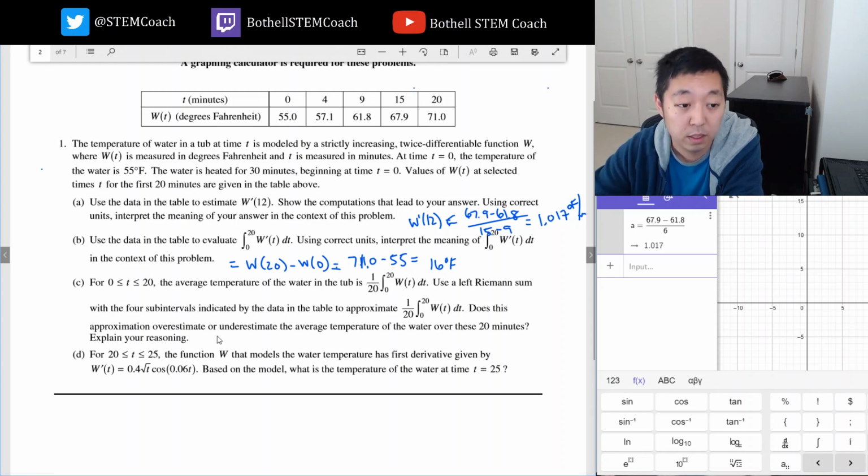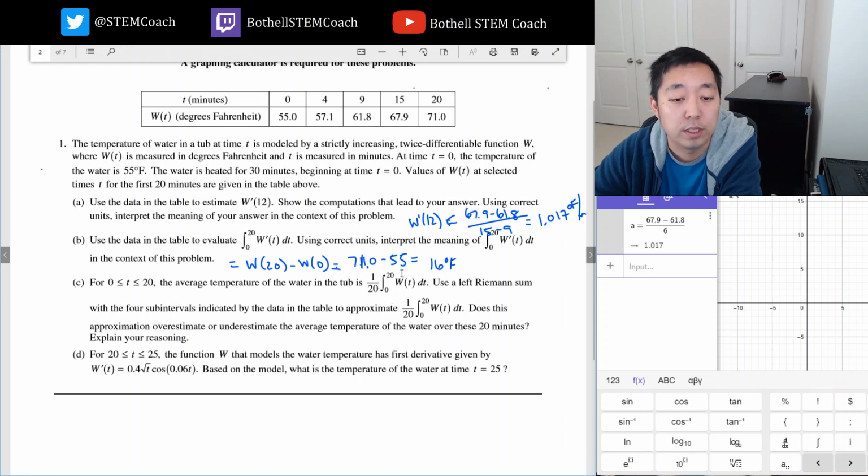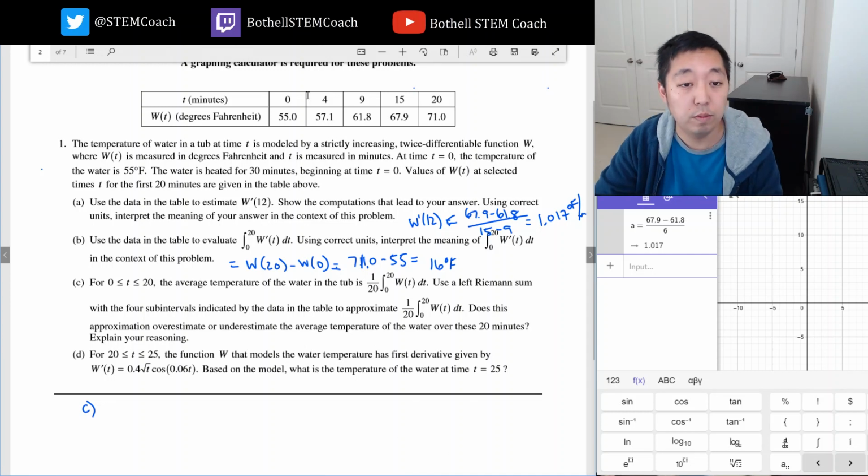For 0 less than or equal to t less than or equal to 20, the average temperature of the water is given by this. Use a left Riemann sum with the 4 subintervals indicated by the data to approximate this. Does the approximation overestimate or underestimate the average temperature of the water over these 20 minutes? Explain your reasoning. So 4 subintervals means this is one subinterval, this, and this. Those are the 4 subintervals, and I'm using a left Riemann sum, so I always use the left value. This first subinterval has a width of 4.